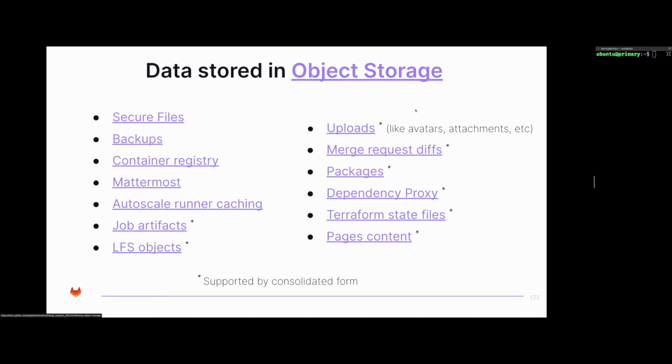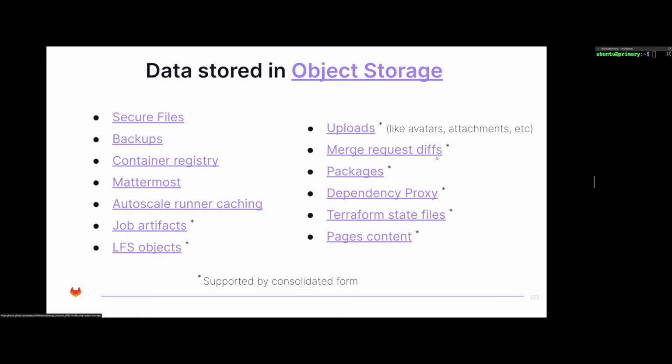And these are the object types. So we have secure files, backups, the container registry, Mattermost, the autoscale runner caching, all the caching data for autoscaling runners, but also job artifacts, LFS objects. Git LFS is a way to take out large objects that are stored in Git repositories and store them in a separate storage location. And that storage location is also object storage. Then we have uploads like for avatars, attachments, etc.